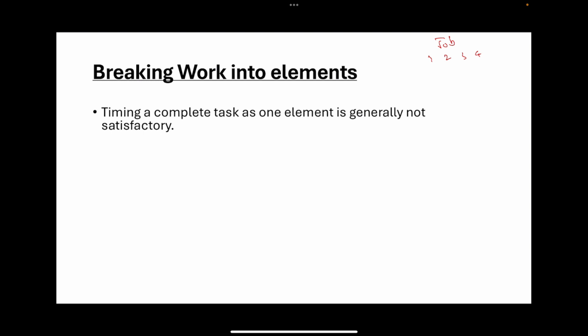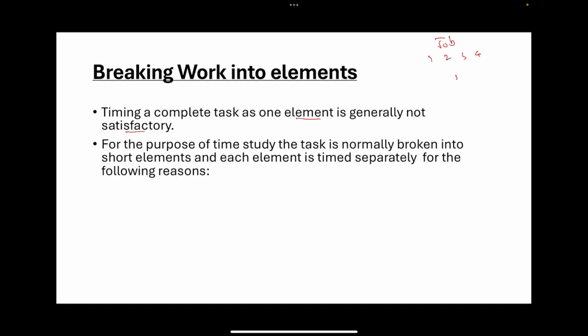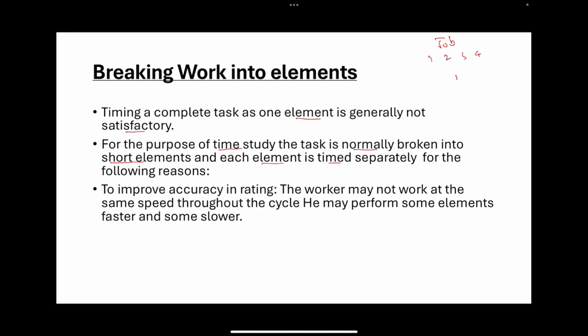So timing a complete task as one element is generally not satisfactory. You cannot take this job as a single element. So for the purpose of time study, the task is normally broken into short elements and each element is timed separately. This is to improve accuracy in rating.